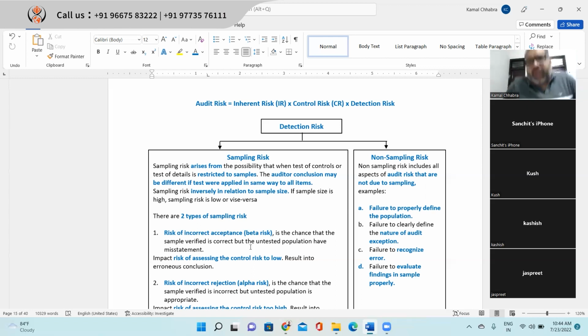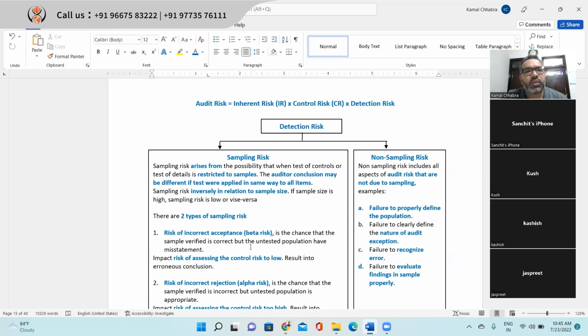For example, failure to properly define the population. Let's say you have not properly defined the population. For example, you are testing the marketing expenditure, where you have digital marketing, paid campaigns, brochures, booklets, flyers, standees, and a marketing team. And then you have certain gift items, which you have not defined in the marketing expenditure.